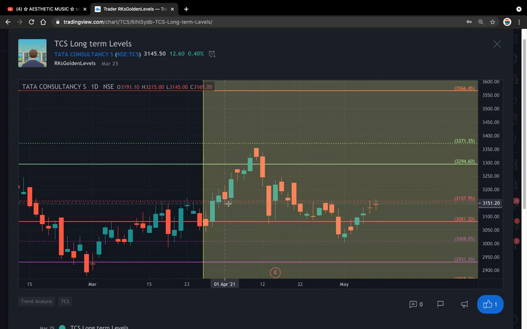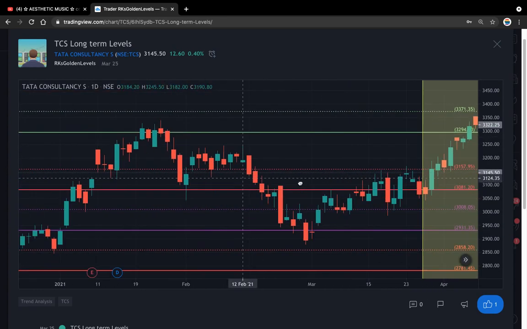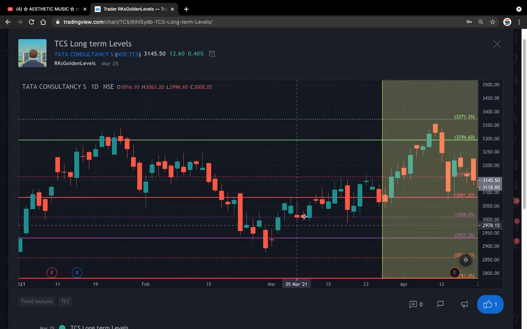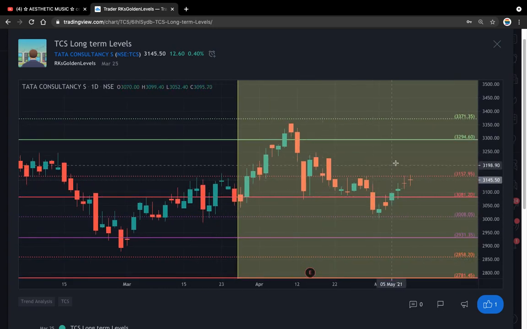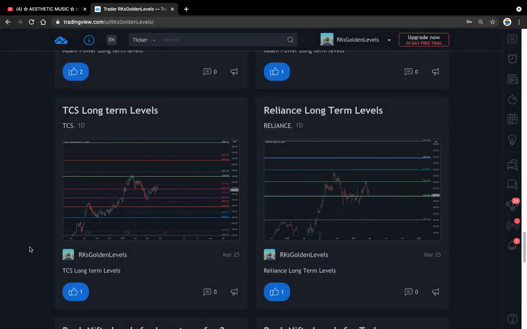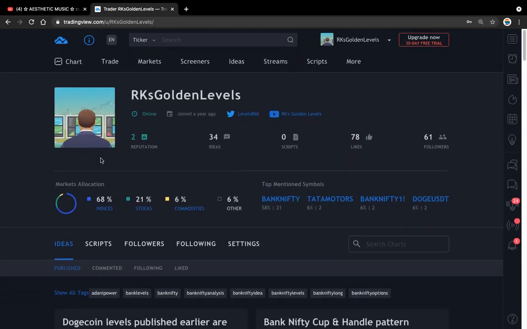You need to understand how these levels work. You will need a few days of experience. Even in history, if you check it, it will show you how these levels are working really well. If you want to know the levels of any of your stocks or recommendation, do post a comment. I will surely make a video on it, will surely make levels and publish on this profile on TradingView.